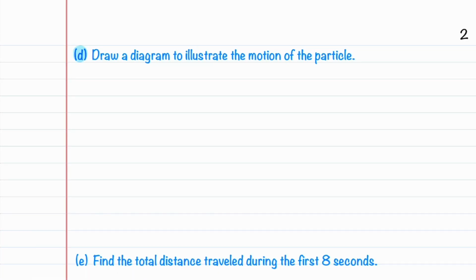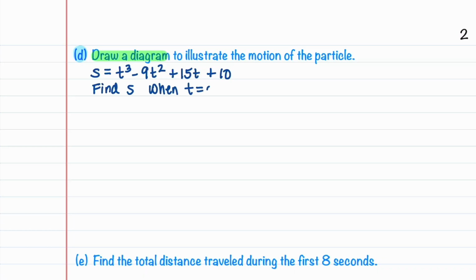In part D, we are going to draw a diagram to illustrate the motion of the particle. Since it's talking about the motion of the particle, I am going to go ahead and write down our position function. s is t cubed minus 9t squared plus 15t plus 10. To illustrate the motion of the particle, we want to find our position function s when t is equal to 0 and v is equal to 0. That will be our main position points, and then we'll fill in between.